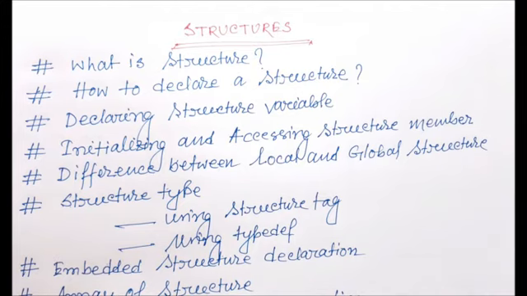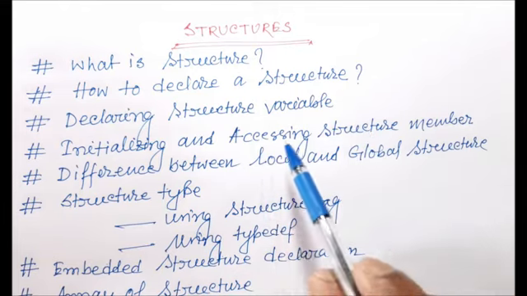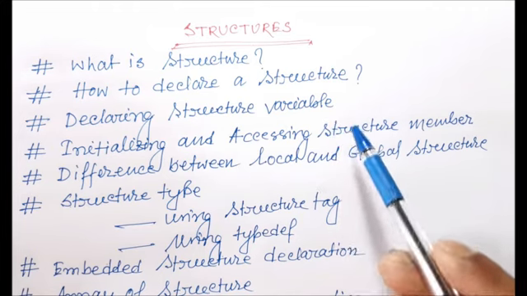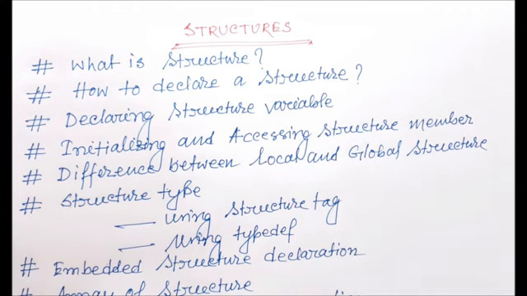how to declare a structure. So how to declare structure variable, how to initialize and access the structure member, what is the difference between local structure and global structure. These are the important four things: how to declare a structure, how to declare the structure variable, how to initialize the value of a structure variable, how to access those members of a structure. Those are the important main things of a structure.